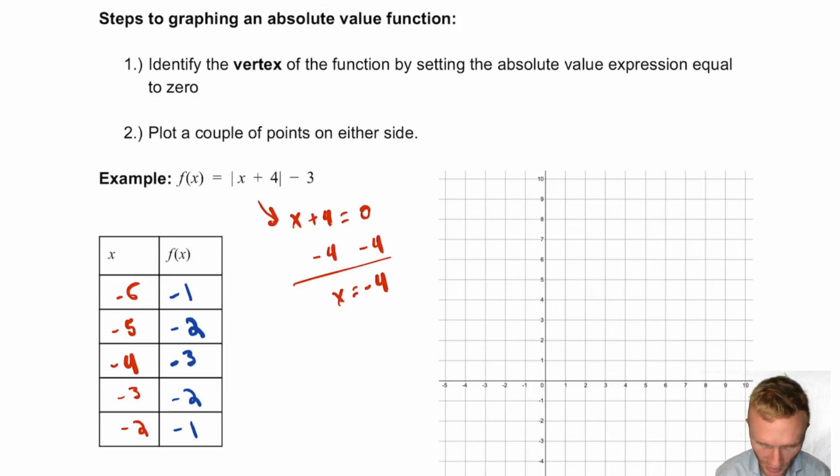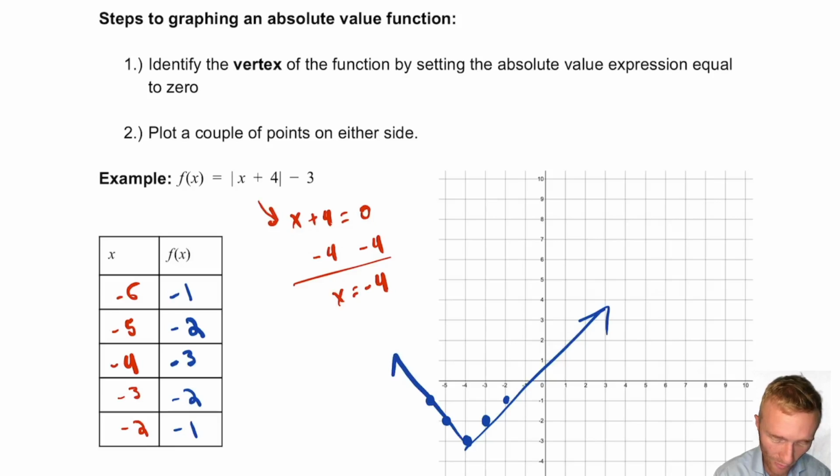When we go ahead and plot this, negative 6 comma negative 1. It's a little off the graph here, but that's fine. Negative 6, negative 1. Negative 5, negative 2. Negative 4, negative 3. Negative 3, negative 2. Negative 2, negative 1. Here is the graph, roughly, of this absolute value equation.